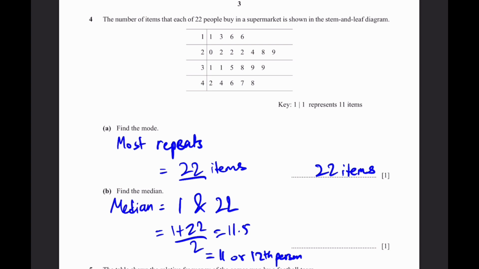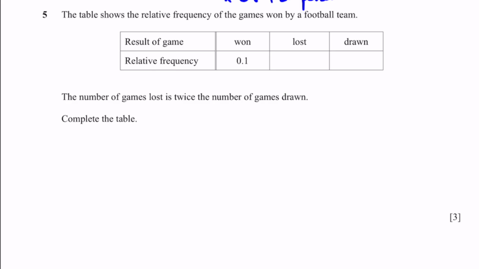And where do we find that? We have 4 here, and then we have 5, 6, 7, 8, 9, 10, 11 here, and then the 12th person is here. So the median will be 29, which is the 11th, plus 31, the 12th, divided by 2 for the average. That'll be equal to 30. That's the answer. Question 5.